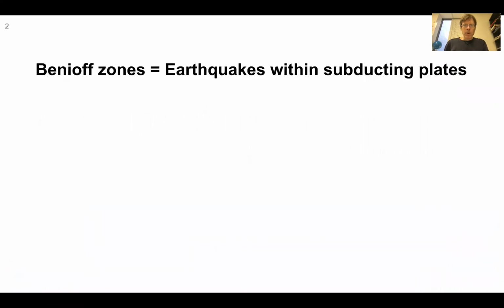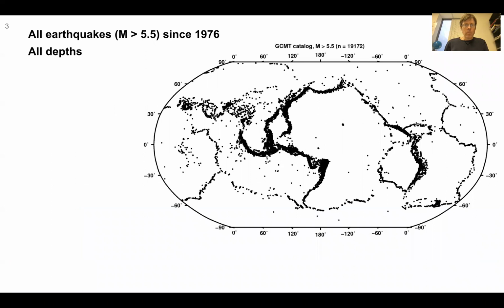Benioff zones are earthquakes within subducting plates. This is our map showing all earthquakes in the GCMT catalog since 1976, magnitude 5.5 or greater, about 19,200 earthquakes. And we see how the earthquakes show us the plate boundaries, but we can now look at some subsets of these. So this is showing all depths.